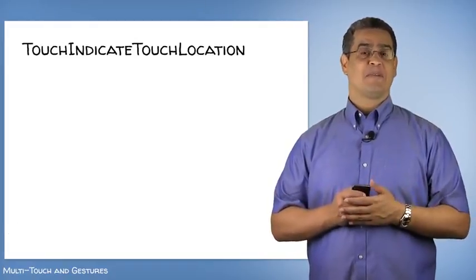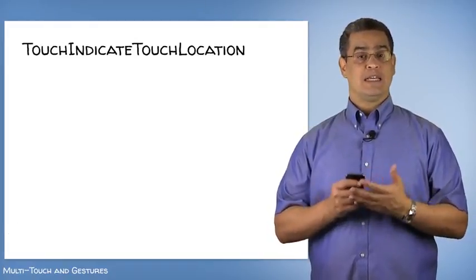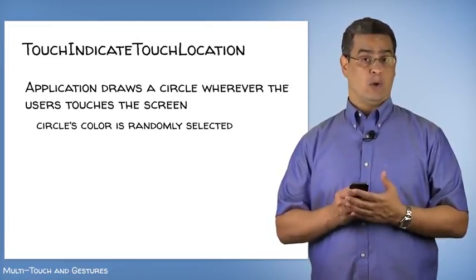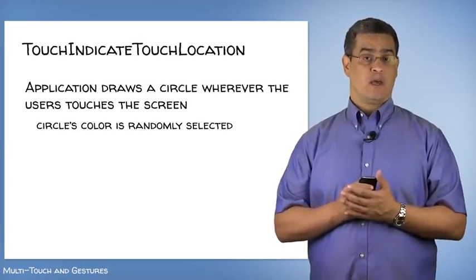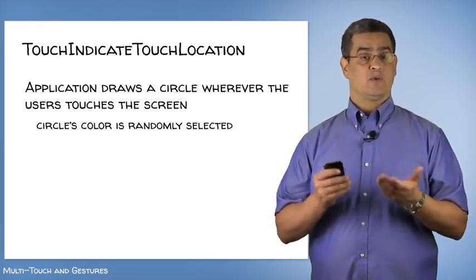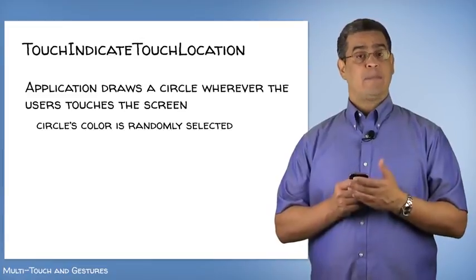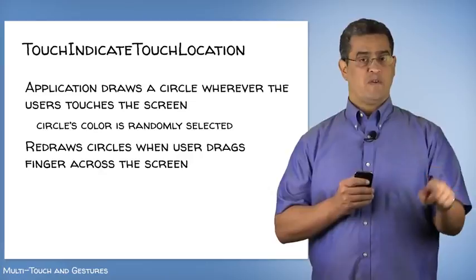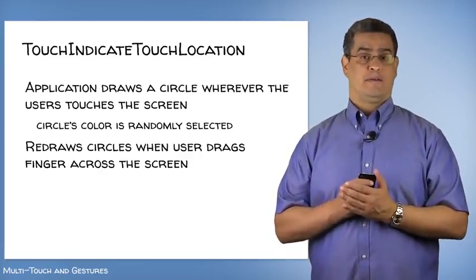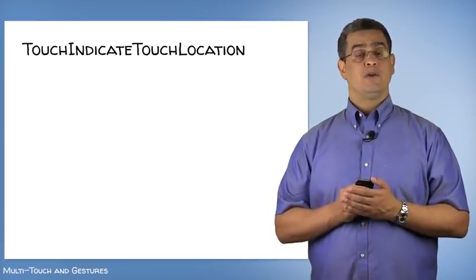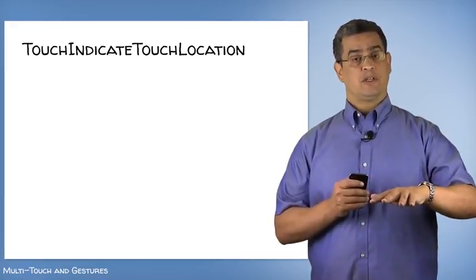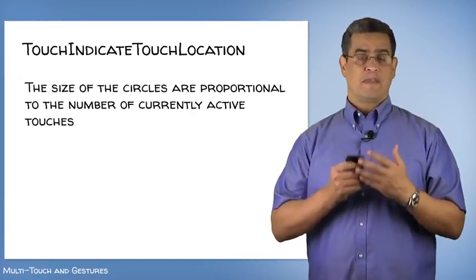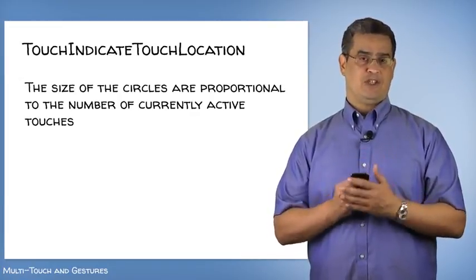Our first example application in this lesson is called Touch Indicate Touch Location. This application draws a circle wherever the user touches the screen. The circle's color is randomly selected, and the application also then redraws the circle following the user's finger if it moves across the screen. And finally, when the user touches the screen in multiple locations, the size of the circles that are drawn will change to reflect the number of currently active touches.